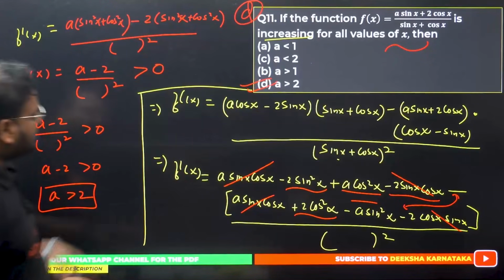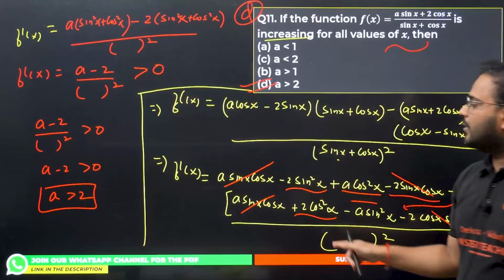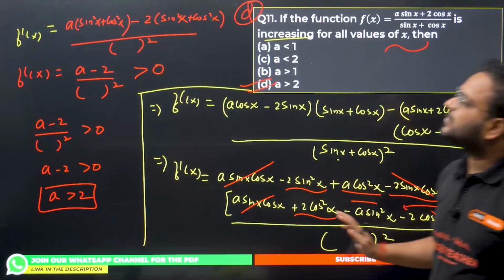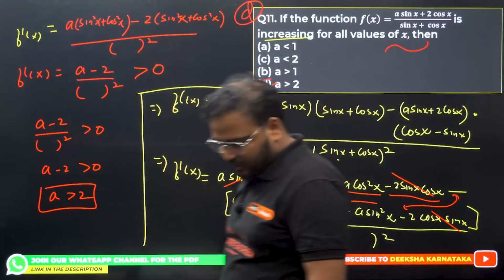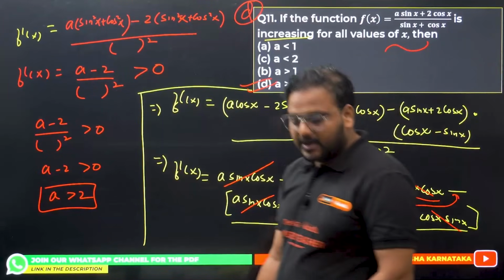Okay, so the first step was to find a derivative. I have ignored the denominator because it's always a square. And the rest is cancellation. So this is the major step over here, and from there you can figure out that it is coming as a minus 2. Answer is a greater than 2. It's not a difficult question at all. Question number 11, answer option D is correct.